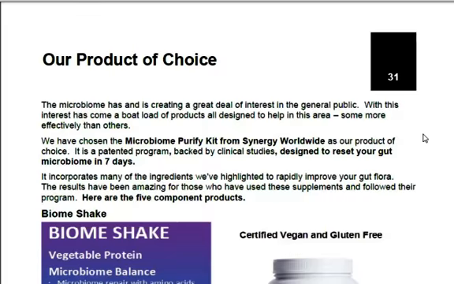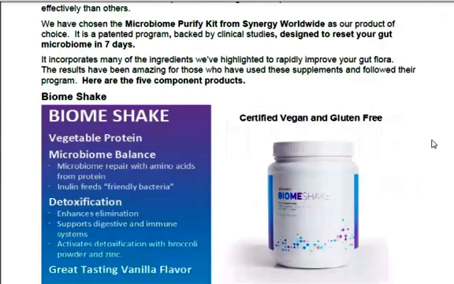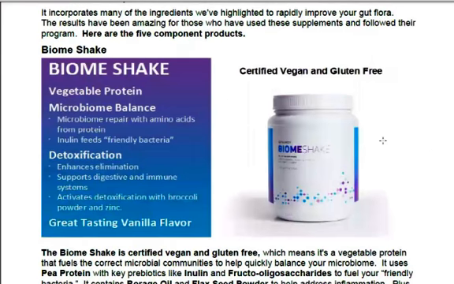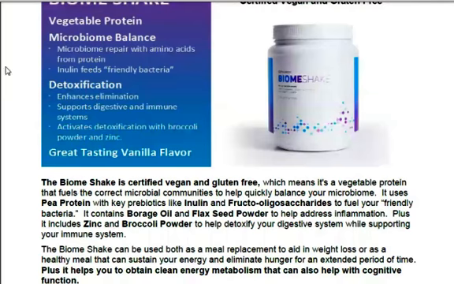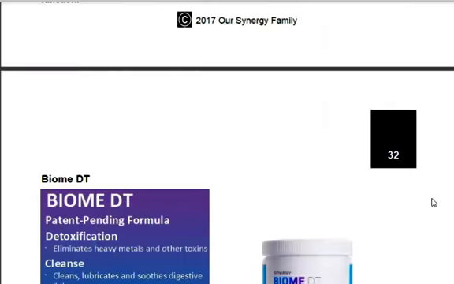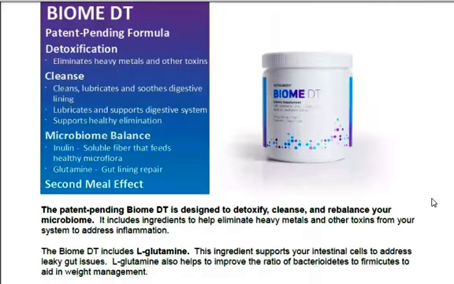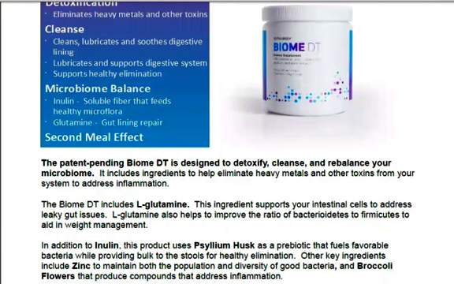And then we go through each of the 5 products. The Biome Shake, we highlight. Again, these are slides taken from the presentation done in Europe. And then I just have some additional text to support the information that they see in the slides. We have the Biome DT. And again, we highlight the importance of it, especially the Biome DT having L-glutamine.